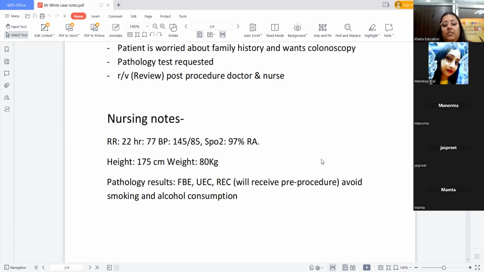Pathology results, FBE, UEC, and REC will be available pre-procedure. Pre-procedure is before the colonoscopy is to be done. FBE, I don't know. What is it? Full blood examination, absolutely correct. So as your friends mentioned, FBE is full blood examination. UEC is urea, electrolyte and creatinine examination.